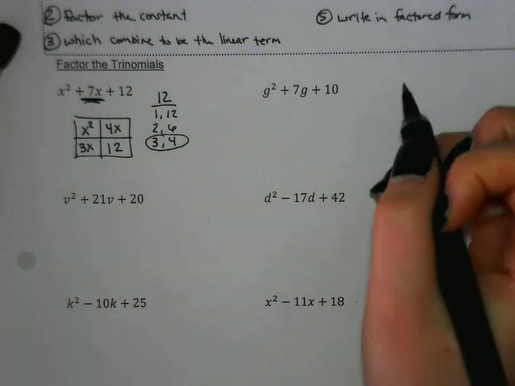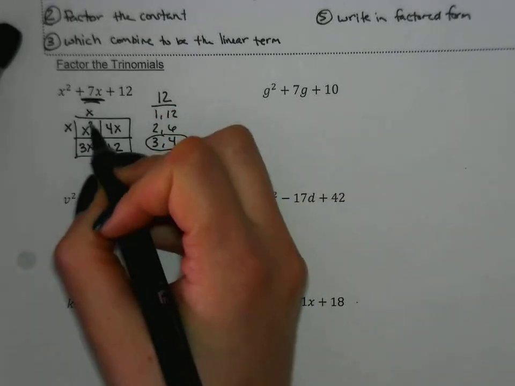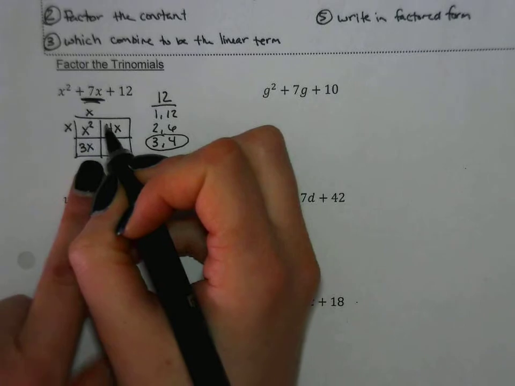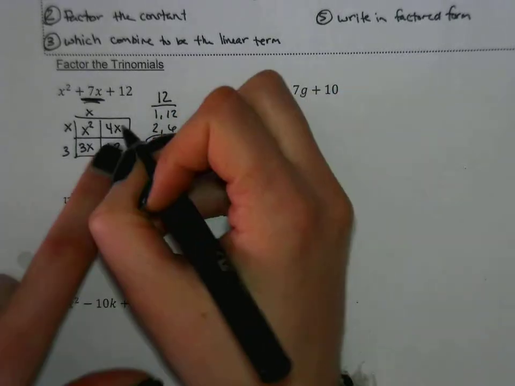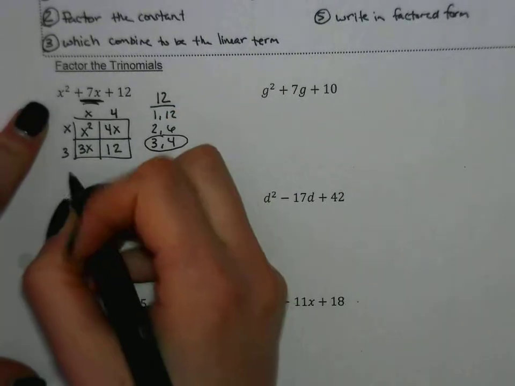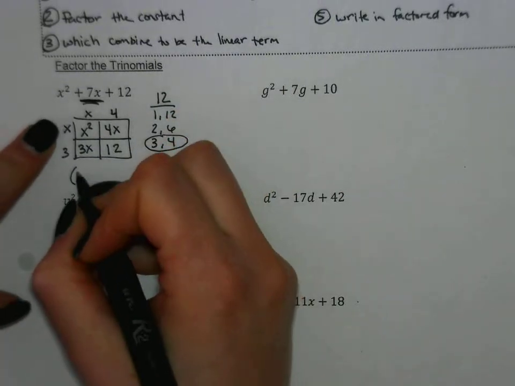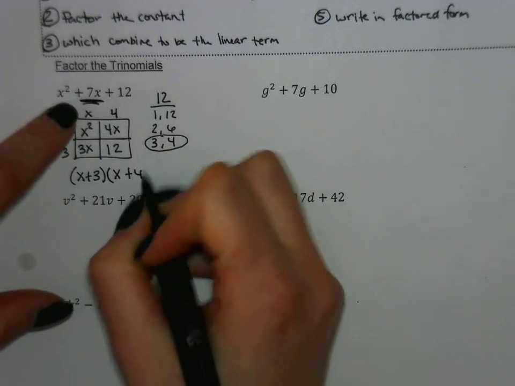So now we have to fill the outside of the box. So this is x and x, because x times x is x squared. So in order for us to get 3x, we have to multiply x by 3. And for us to get the 4x, we have to multiply our x by 4. So then our last step is to write in factored form. So we have x plus 3 times the quantity of x plus 4.